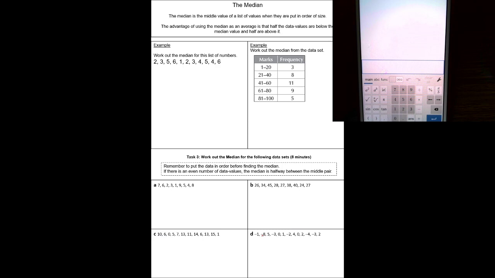Okay, median. The median is the middle value of this list of values when they are put in order of size. So you have to sort your data for this. The advantage of using the median as an average is that half the data values are below the median value and half are above it. So remember what I said. Our formula is n plus 1 over 2. And that will give you the median.